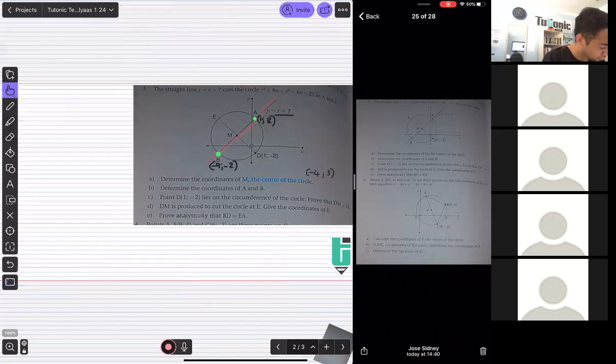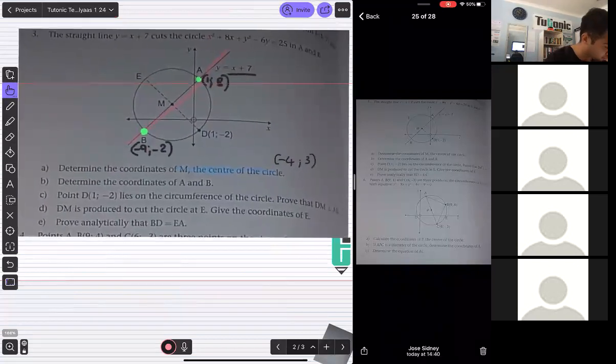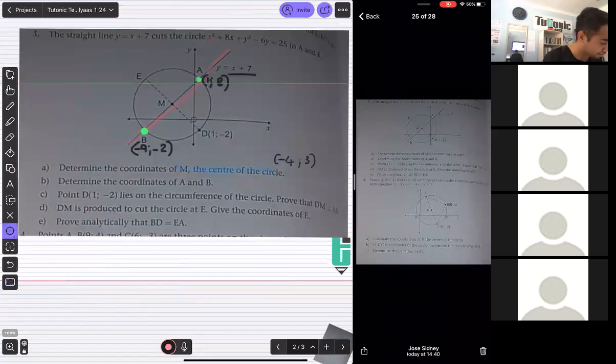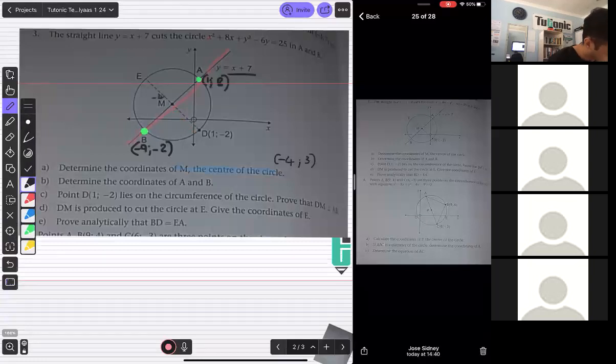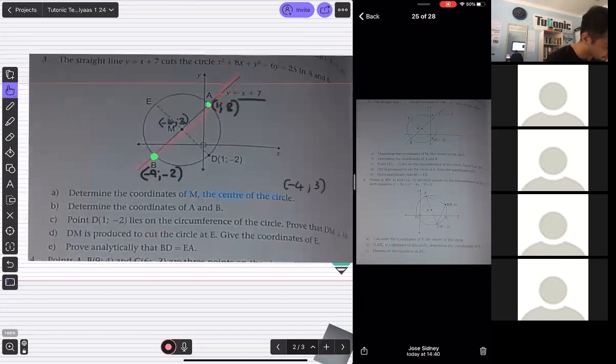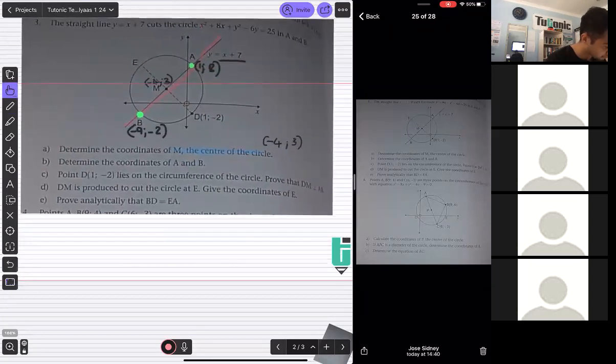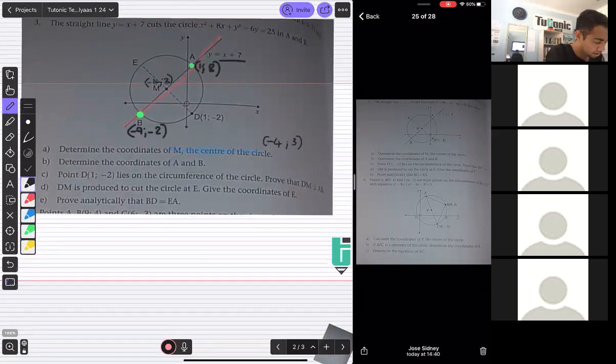So next question. Now it says point D is 1, -2. Prove that DM is perpendicular to AB. So DM is here. We know the center M is -4, 3. So they want us to prove that it's perpendicular. How do we prove that things are perpendicular? The gradient of one multiplied by the gradient of the other will give you -1.